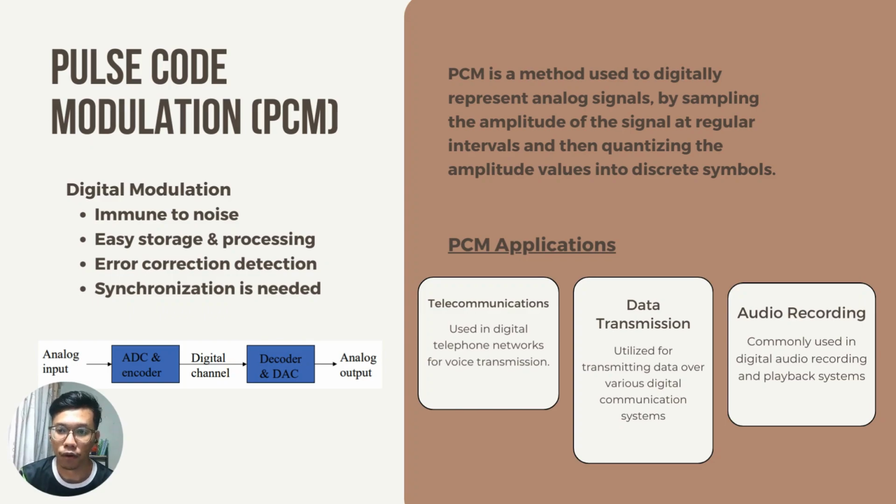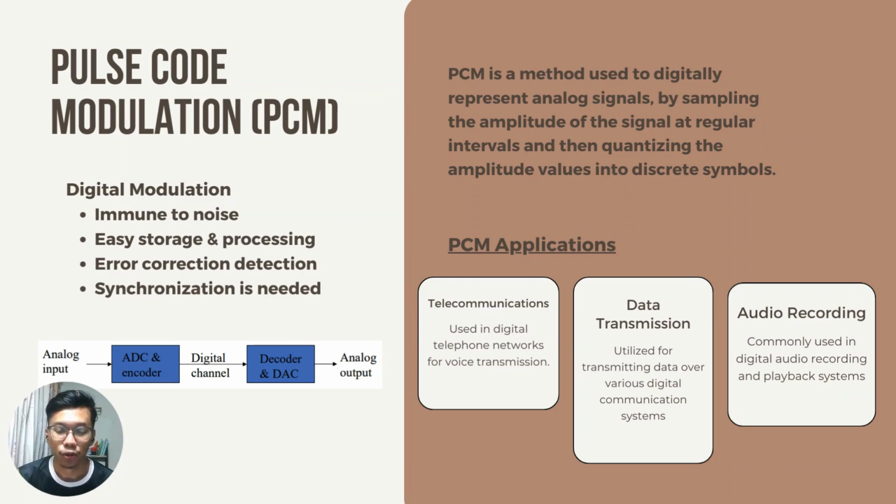So rather than modulating the signal physically like AM, which is amplitude modulation, or FM, frequency modulation, we use digital modulation, which is very essential as more of the telecommunication networks nowadays are moving toward the digital world. Some advantages of digital modulation are that it is immune to noise, easy to store and process, and we can use error detection and correction.